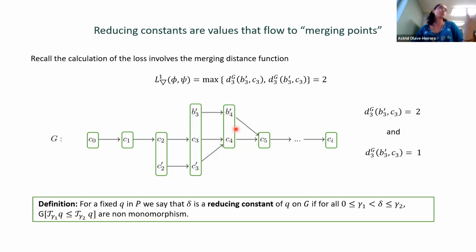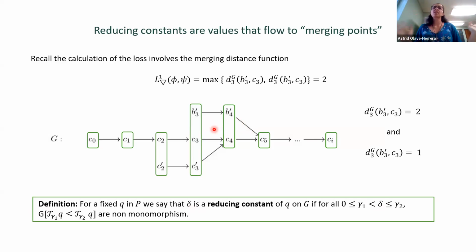So let's give a name to those. For a fixed Q in P, in this particular case, let's say 3, in the natural numbers, delta is a reducing constant of Q on G if for all elements that are below and above delta, so gamma 1 and gamma 2, the morphism defined there is non-monomorphism. So what it means is exactly in between, moving by 1, so flow by 1 exactly here is non-monomorphic.